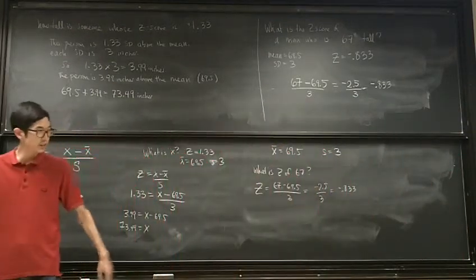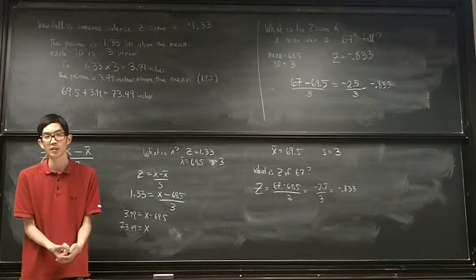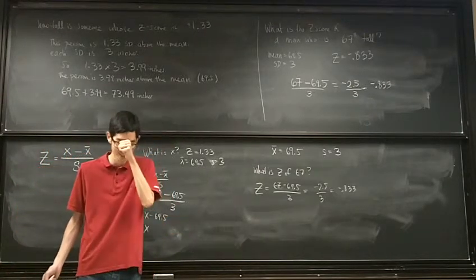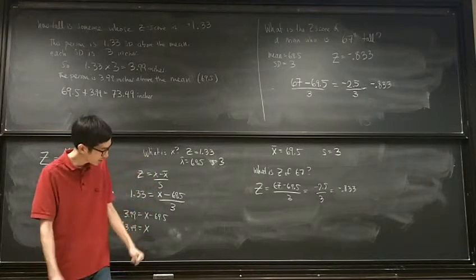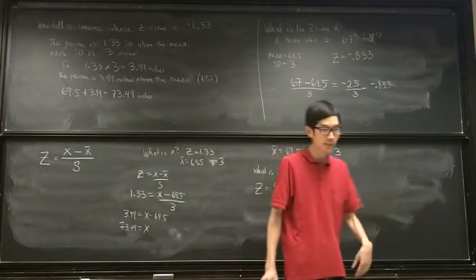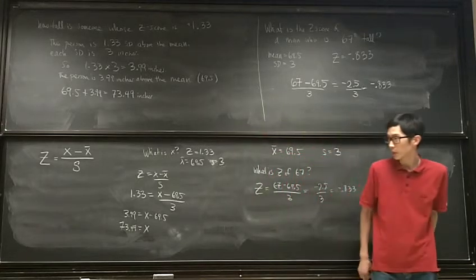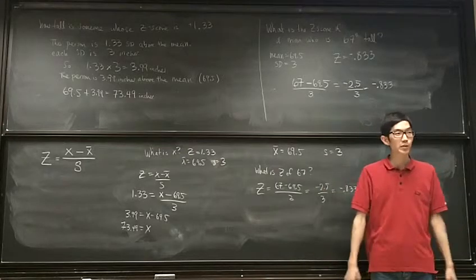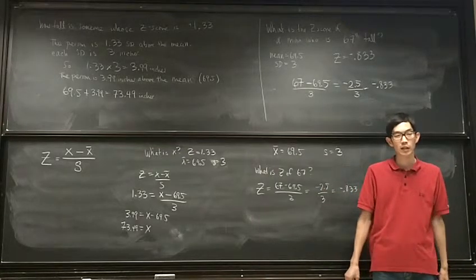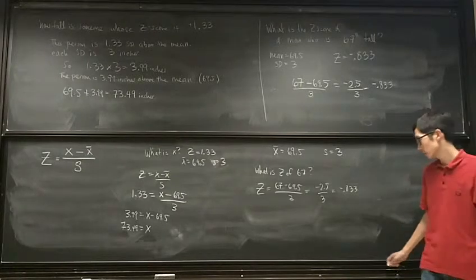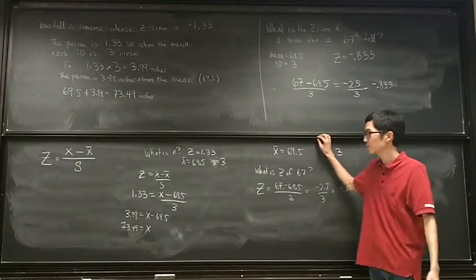Alright, so what does standard deviation tell us? How far away each point is from the mean? Spread. Standard deviation is a measure of spread, okay? And it gives us a typical distance from the mean. What does the z-score tell us? The number of standard deviations we are from the mean.